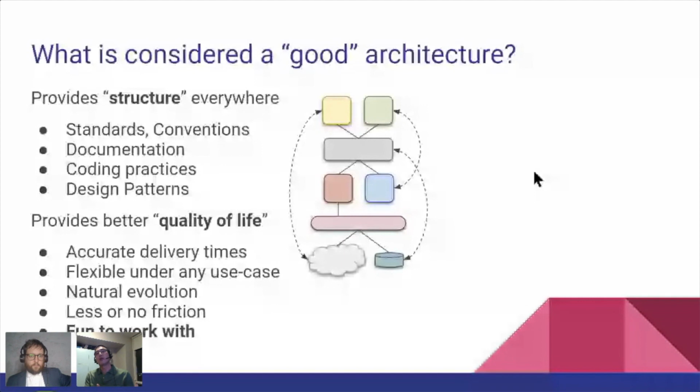Because of that, you will have much more accurate delivery times. And the whole architecture will be flexible under any use case that you have to implement. It will follow a natural evolution with little or even no friction at all, which will make it, in the end, fun to work with. And that's the key. Because if you have to wake up tomorrow to keep working on your app, but it's so convoluted, so complex that you really don't want to do that, then we have a problem.